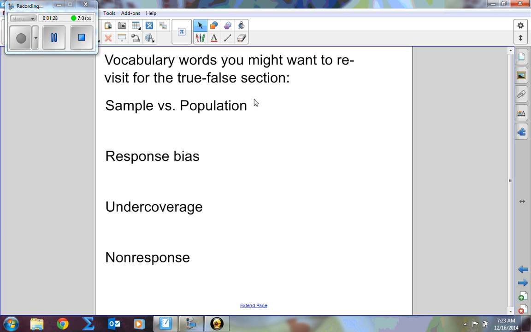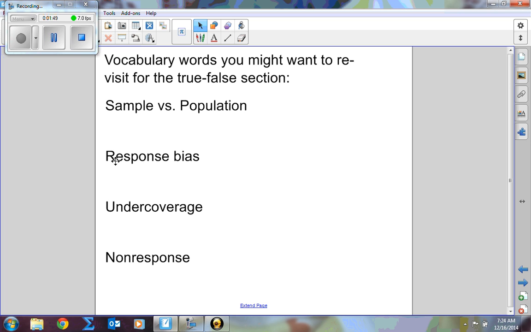Looking at sample versus a population. Remember, a population is the entire group, and a sample is a part of the population. So your true or false question could be, a population includes every member of the group that you want to sample, and you would say true. True, false, not yes, no.